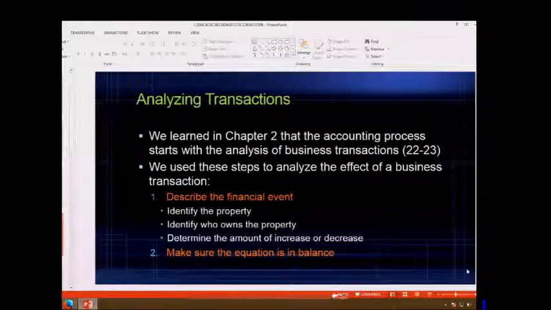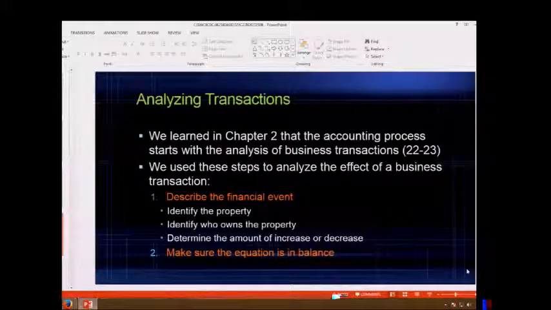All right, a little bit of review. We learned in chapter 2 that the accounting process starts with the analysis of business transactions, right? I even gave you the page numbers so you can go back and look at that if you want to. We've worked hard on that the last 3 weeks, making sure we analyzed the transactions. The T accounts are going to help us do that.